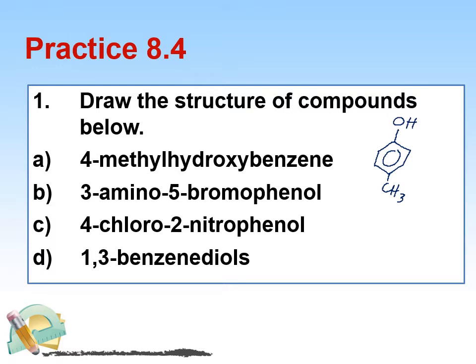And then for B, let's do it up here. We have a benzene ring where the name is already phenol there. So we're going to put OH on top. At carbon number 3, we have amino group. And at carbon number 5, we have a bromine atom. Okay, that's B. Let's do C.